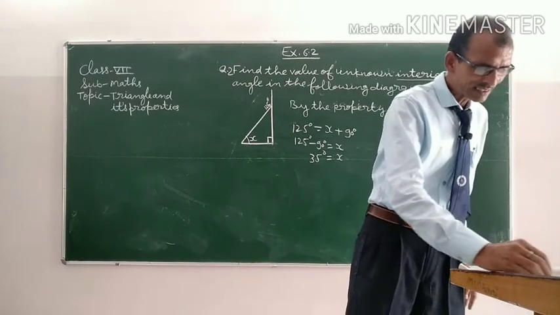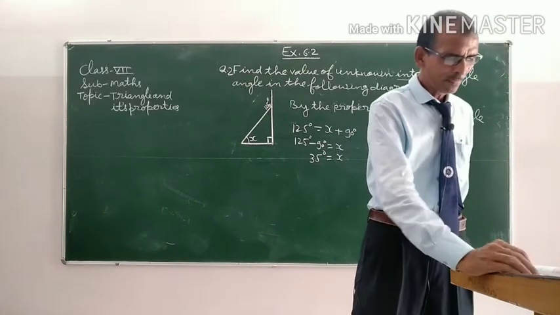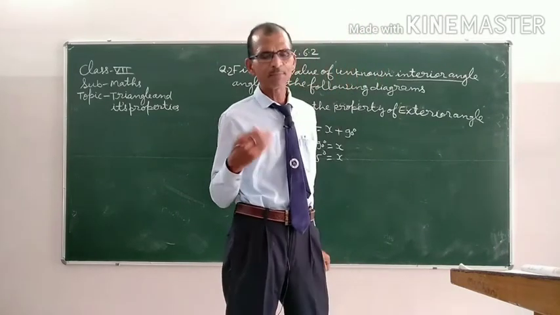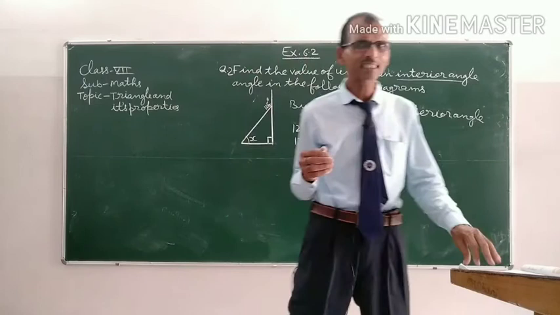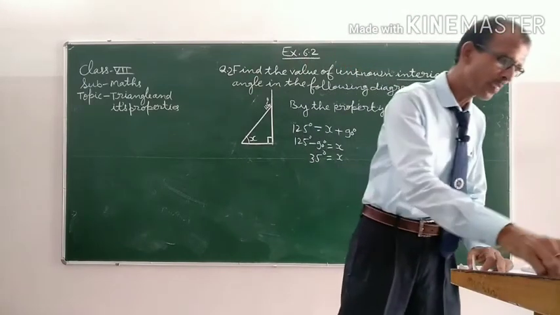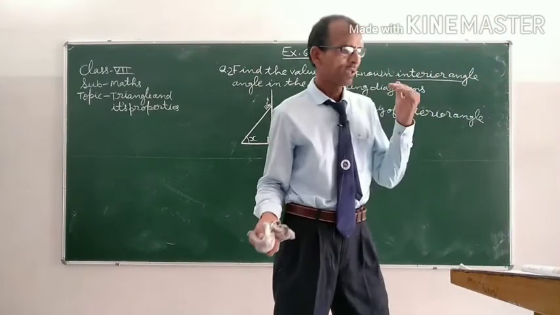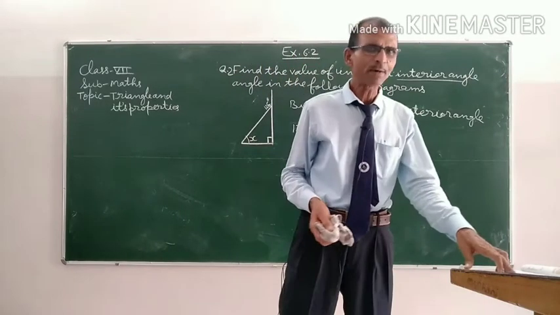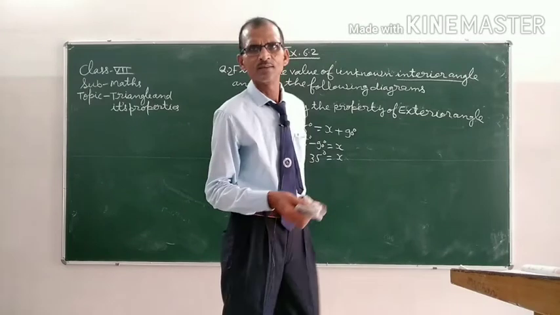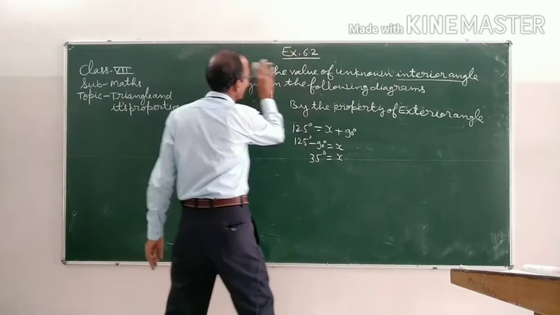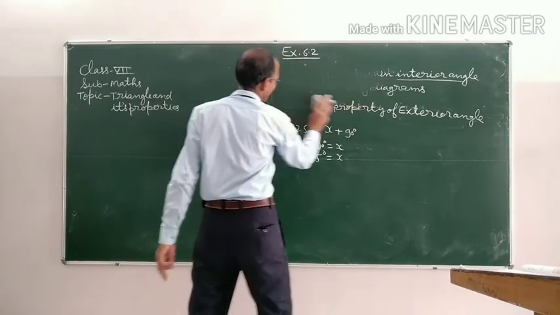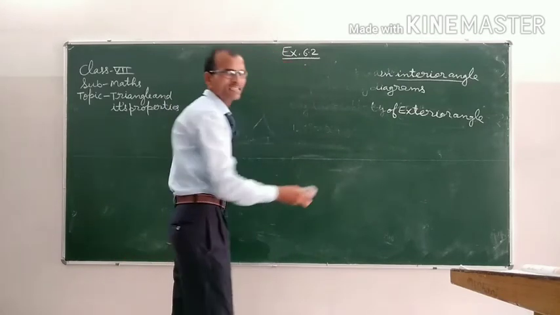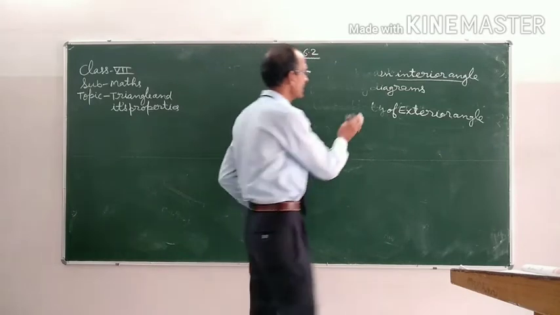Remaining questions are of the same type. So I think you will try yourself. If you feel any problem, then you may ask in the next lecture. Now we have the next topic, angle sum property of triangle. This was a very small exercise. So we move to the next topic, angle sum property of triangle.